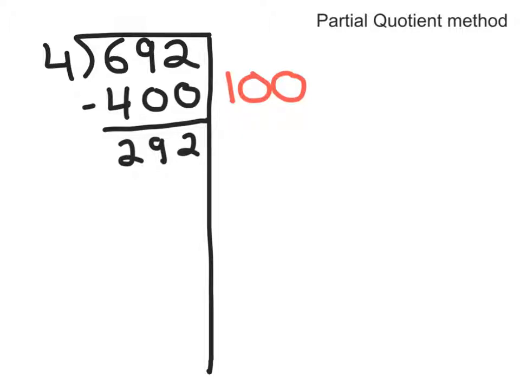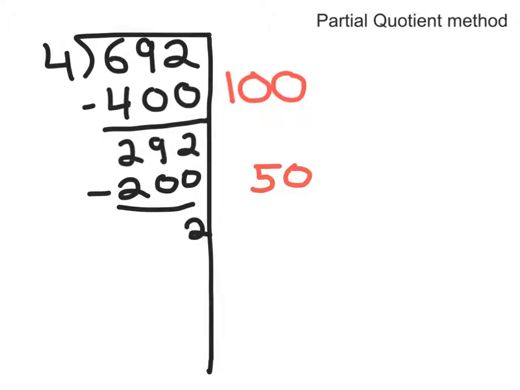4 times what number will get me close to 292 without going over? Well, let me think about this. I know that 4 times 5 equals 20. So if I just add a 0 on the end of that, I know that 4 times 50 will give me 200. And I can subtract that easily from 292. I do my subtraction, I get 2, 9, and then the 2's cancel. So I have 92 left.